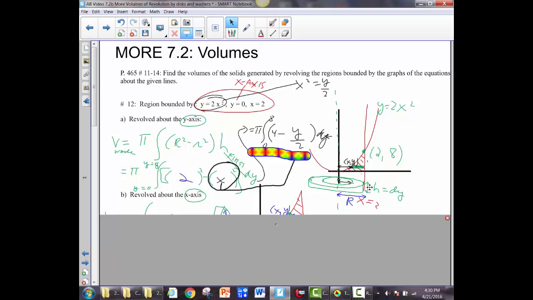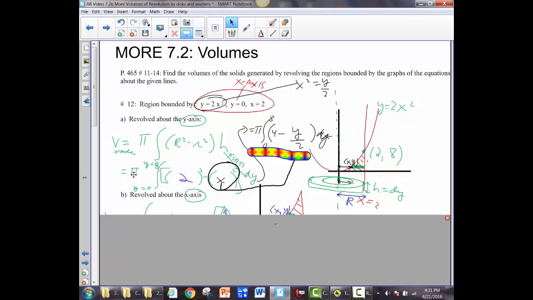So our height is going to be dy, which tells us everything will have to be in terms of y. Our radius goes from the center, there's a big radius and a little radius, right? The big radius goes from the center to the outer edge. So my big radius is actually the distance between the y-axis and x equals 2, which is going to be 2. My little radius, which is right here, is actually the x coordinate of that point.